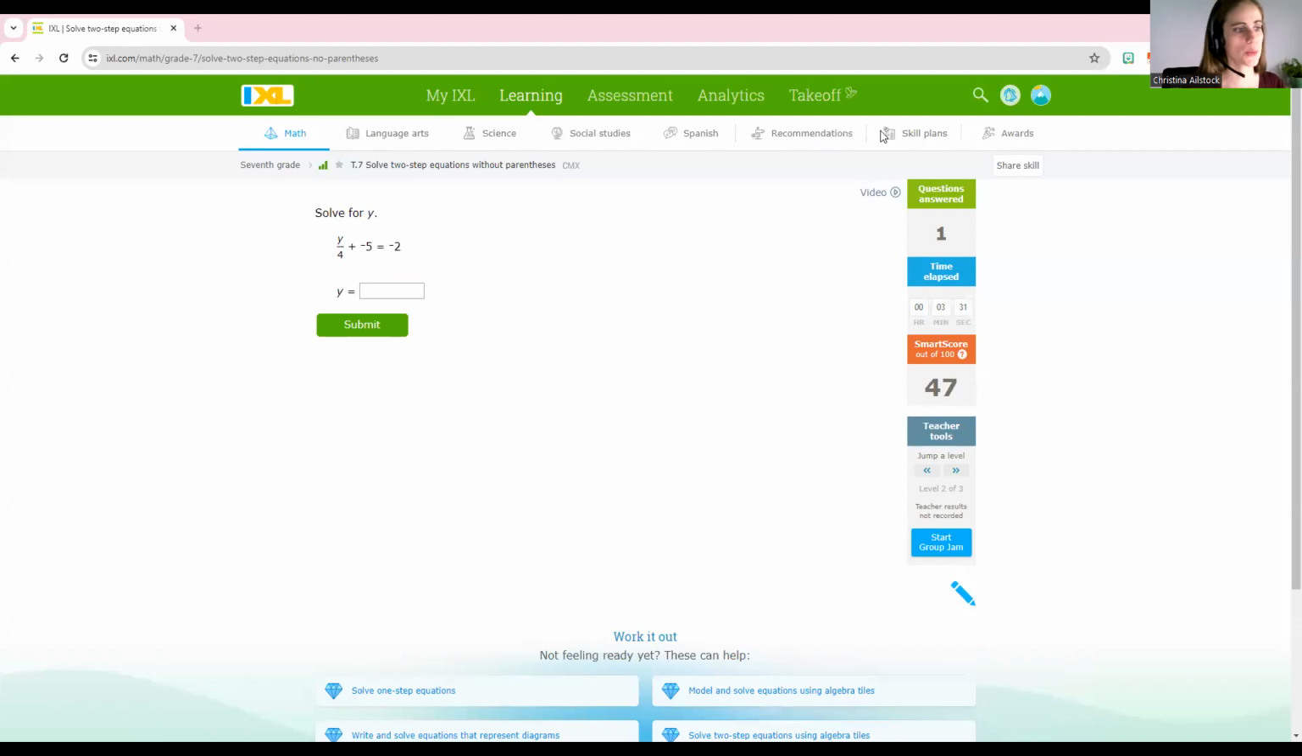All right, next problem here, we want to solve for y. We have y over 4 plus -5 equals -2. So as you can see, as you get a little higher in the SMART score, so my SMART score is up into the 40s, you are going to start seeing some integers, some positive and negative numbers in there. So the only thing that really means is you just need to be a bit more careful, because sometimes the negatives can trip us up. But if you're still struggling with that, you always have permission to use that calculator to double check that you did your negatives addition or subtraction correctly.